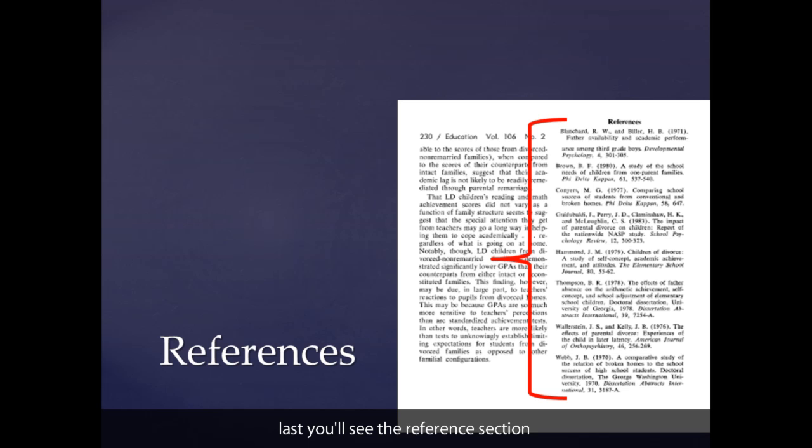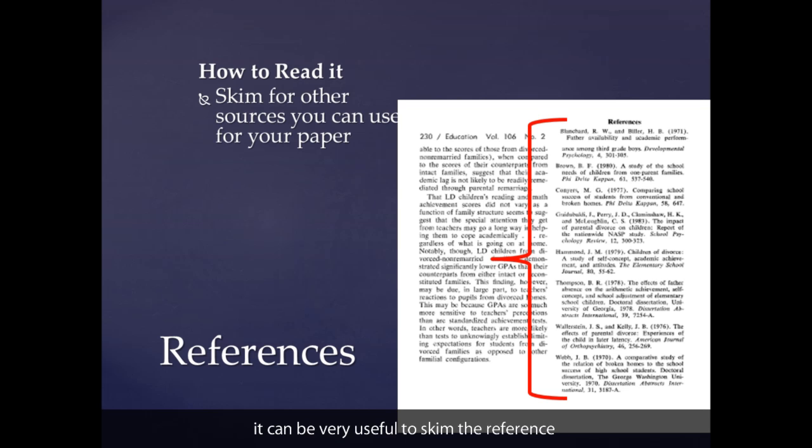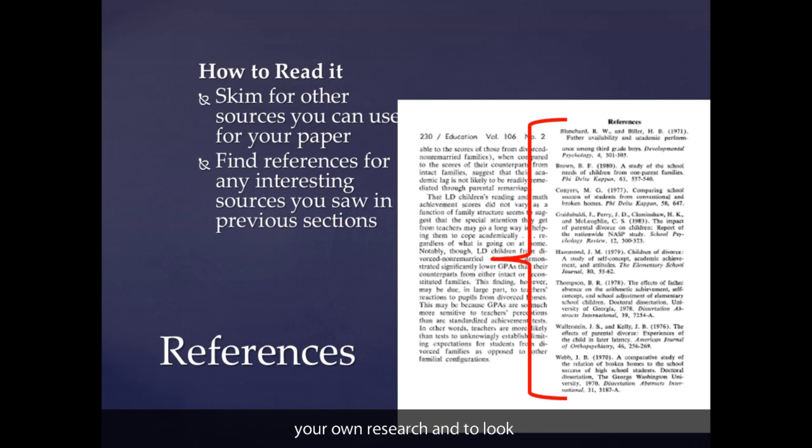Last, you'll see the reference section. The reference section includes the full citations for all the sources referenced in an article. It can be very useful to skim the reference section. You can use it to find sources for your own research and to look for the full references for any interesting sources that you saw mentioned in previous sections of the paper.